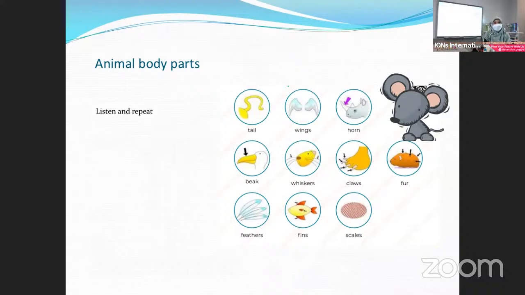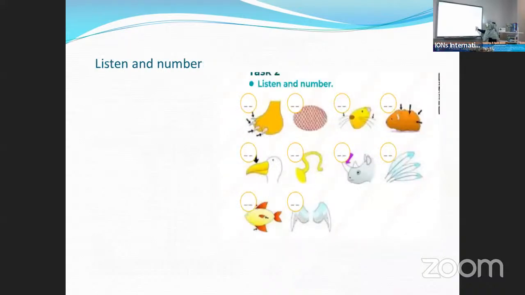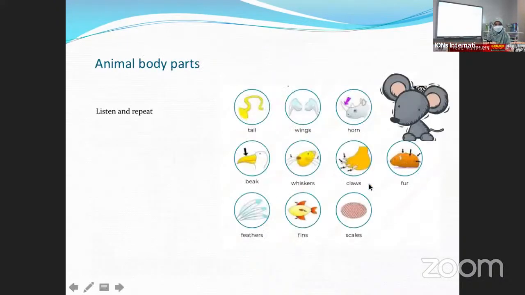Can you repeat after me? The first one is tail. Anyone can repeat? Tail. Very good. The next one is wings. Very good. The next one is horn. This one is beak. And this one is whiskers. This one is claws. And this one is fur, and this one is feathers, this one is fins, and this one is scales.